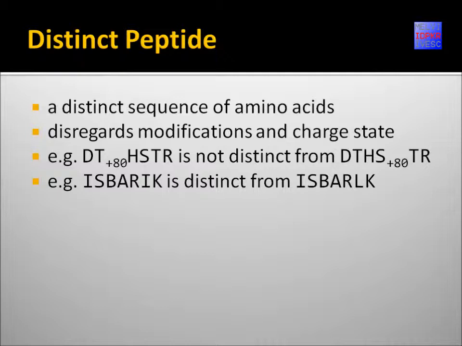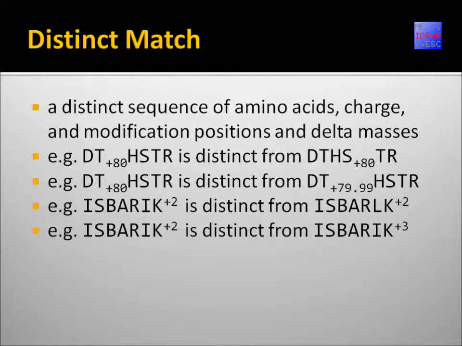A distinct peptide is simply a distinct sequence of amino acids. In particular, modifications and charge state are disregarded. However, different isobaric sequences do count as distinct. A distinct match is a distinct peptide plus the charge state and the modification positions and delta masses. Just like with distinct analyses, it can be important for the dynamic mod masses to be configured equally so that small mass differences are not counted as multiple distinct matches.